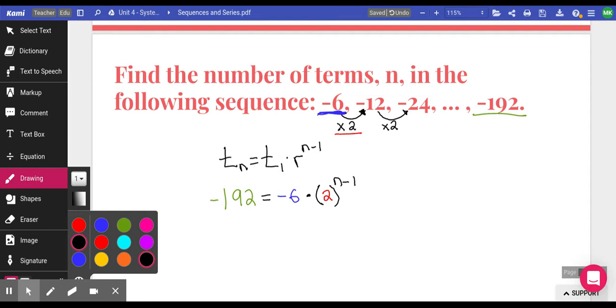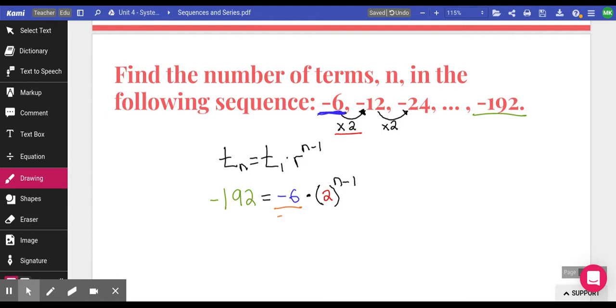Okay, this question is going to be a little bit tricky. Our job is to figure out what n is, so we need to somehow get n by itself. The first step is getting rid of that negative 6. I do that by dividing negative 6 to the other side. Negative 192 divided by negative 6 is 32. So I have 32 equals 2 to the power of n minus 1.